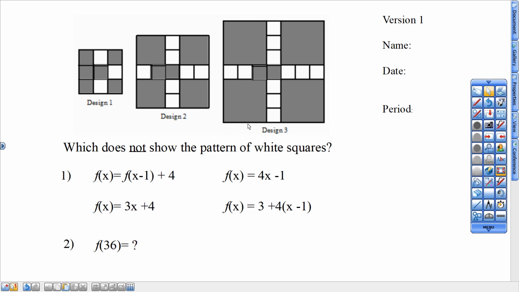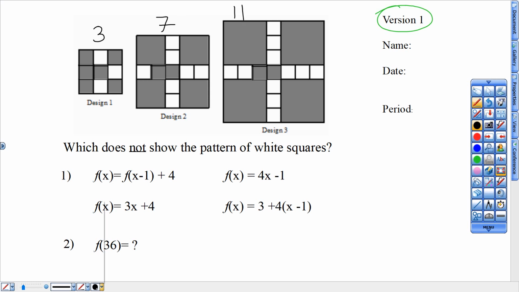Okay, this video is going to show you how to do test version number 1. Hopefully this will help you out a little bit. So here we go. Design 1 has 3 white squares. Design 2, if I count them, goes up to 7. If I count white boxes here, it goes up to 11.